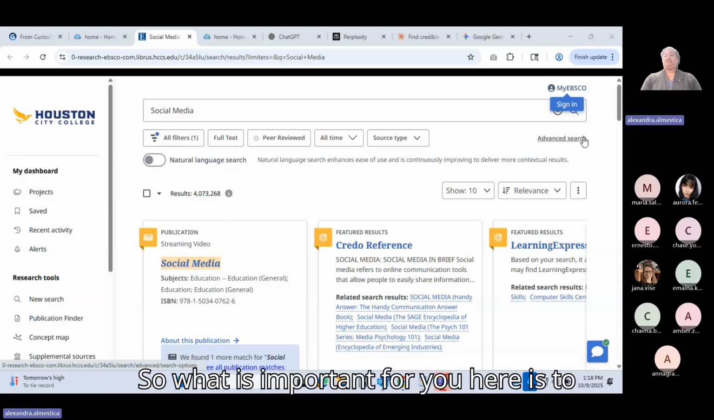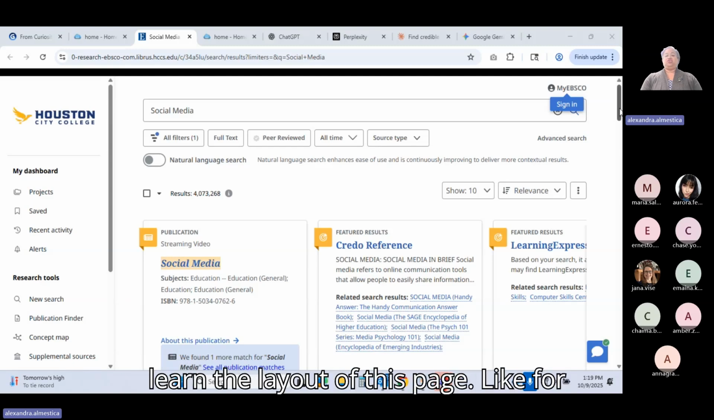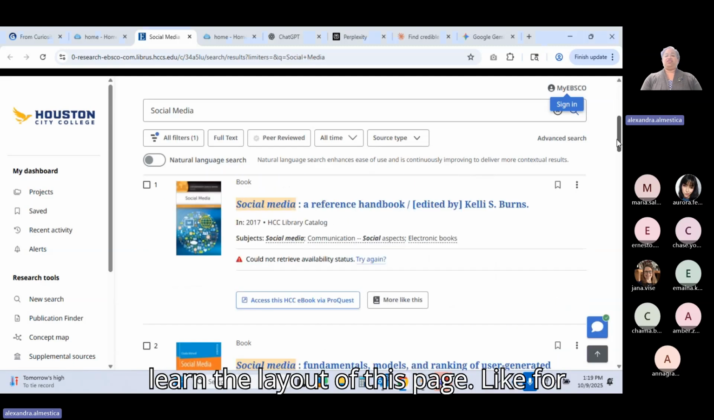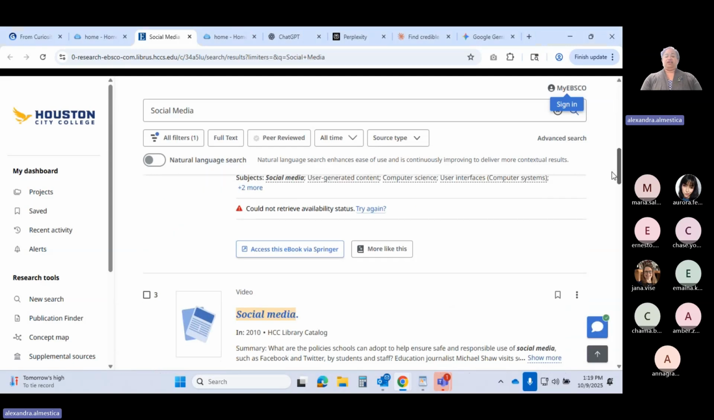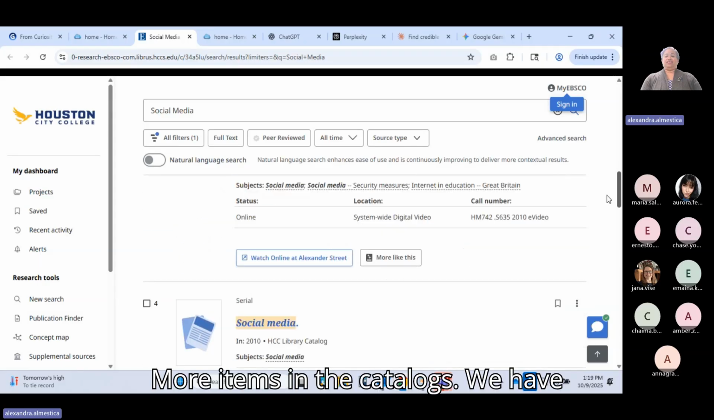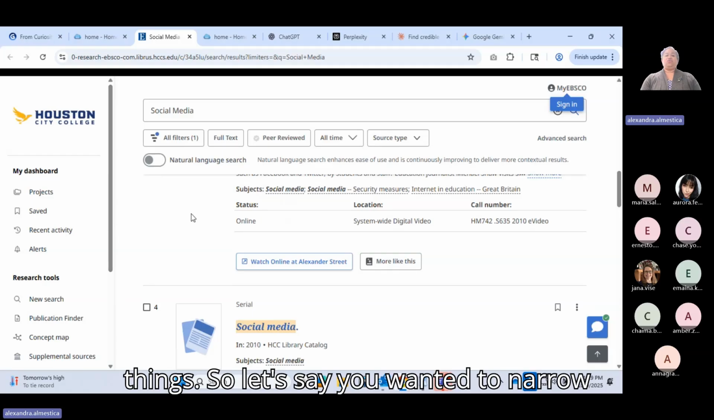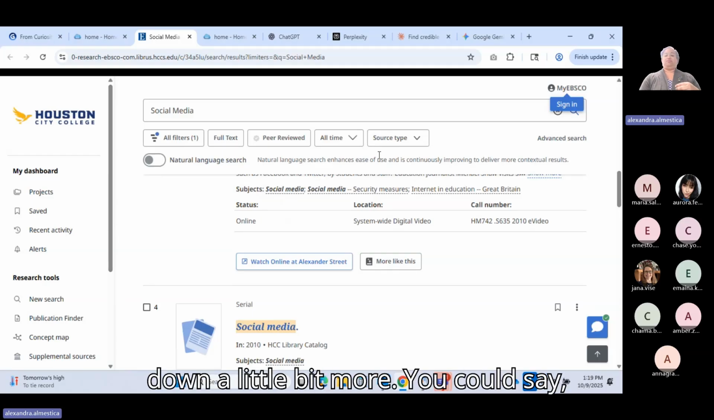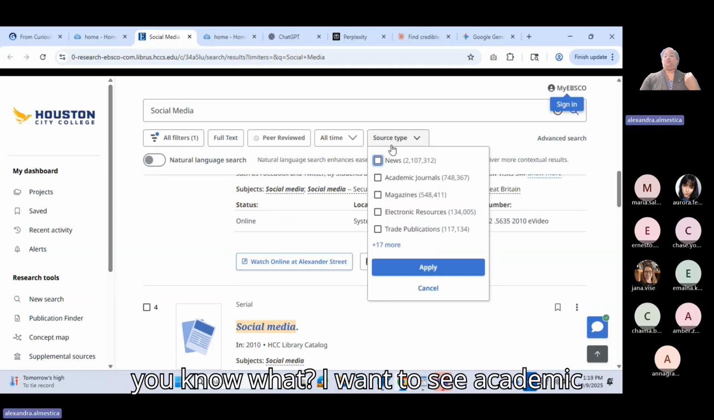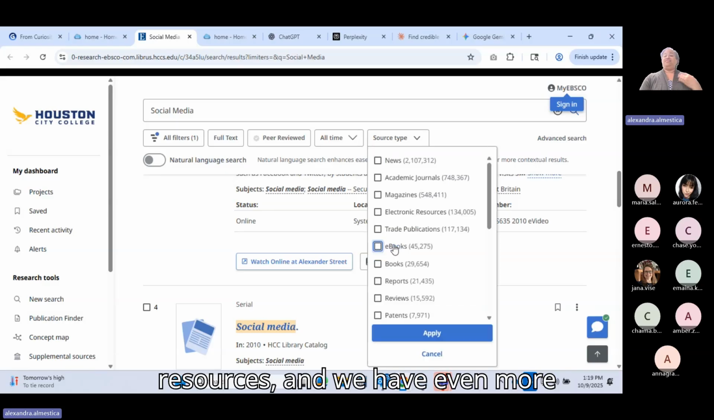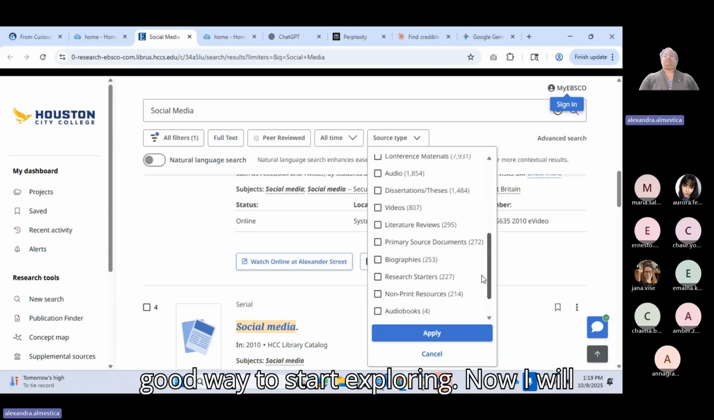So what is important for you here is to learn the layout of this page. For example, we also have more items in the catalogs. We have videos. We have a lot of different things. So let's say you wanted to narrow down a little bit more. You could say, you know what? I want to see academic journals, magazines, electronic resources, and we have even more resources, electronic books. So this is a good way to start exploring.